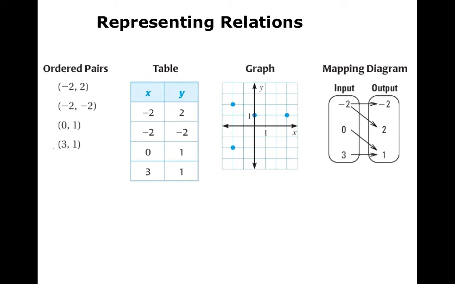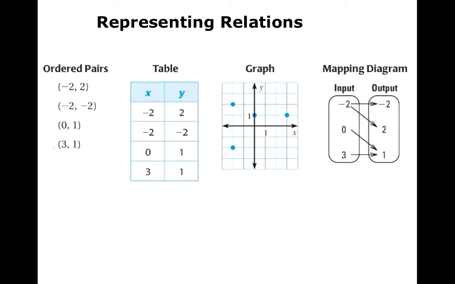All right, here are 4 different ways to represent a relation or a function. In this case, these are relations because some of them are not functions. The first 3 ways are ways you're definitely familiar with. There are ordered pairs, in other words, like coordinates. So we see the first one is -2, 2. That just means the x value or input is -2, and the output or y value is 2. So ordered pairs are one way.